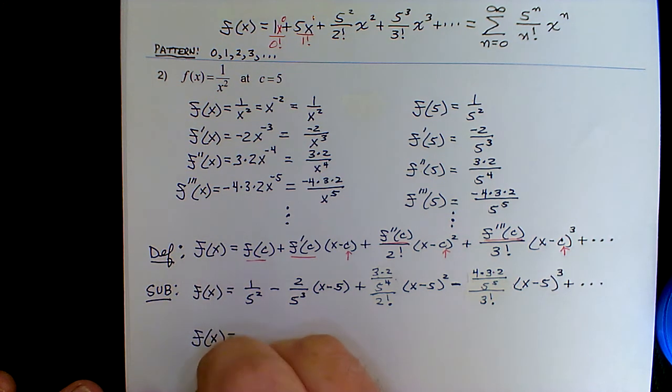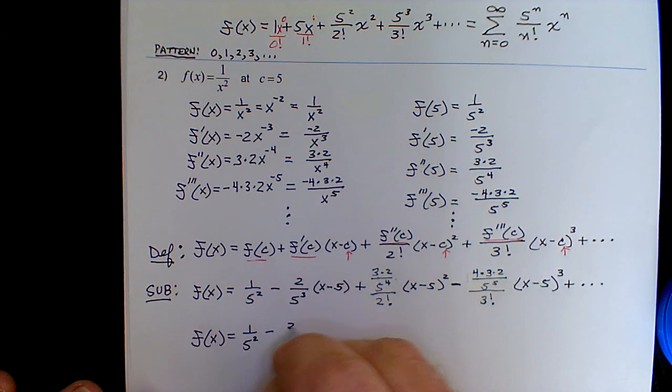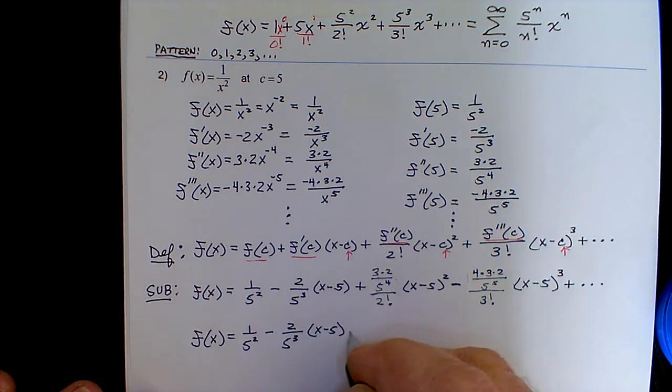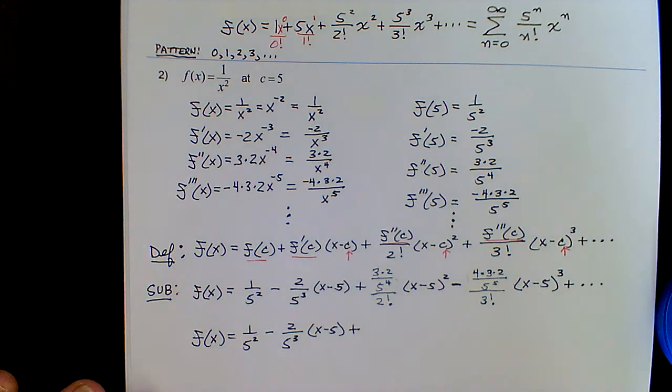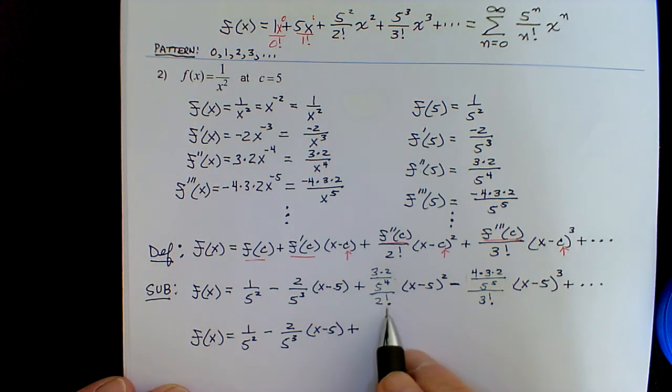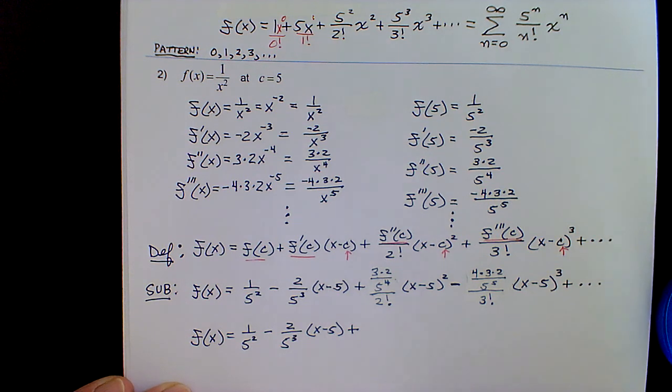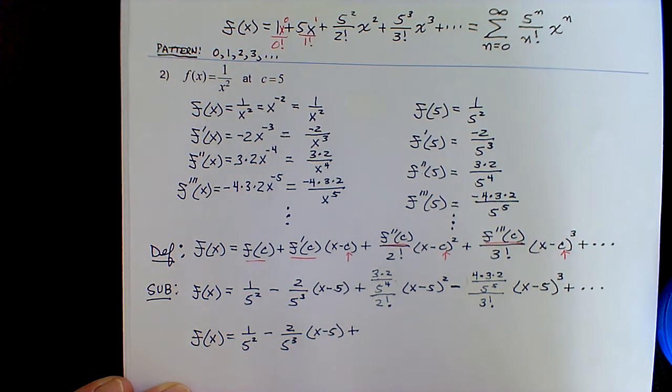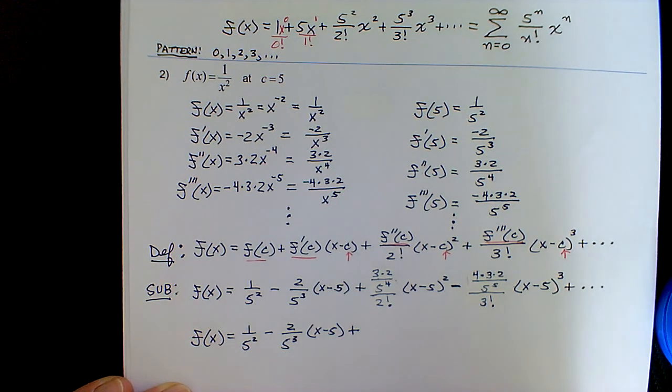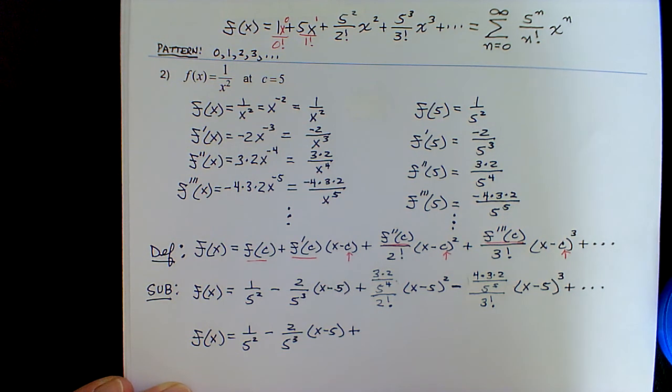Okay, but we could actually, in this case, simplify a little bit. Well, the first two terms we'll leave as they are. 1 over 5 squared and the negative 2 over 5 cubed. That's multiplied by the x minus 5. But then when we consider this term, 3 times 2 over 5 to the fourth times 2 factorial. Let me go off to the side here. Okay, so 3 times 2 over 5 to the fourth divided by 2 factorial.